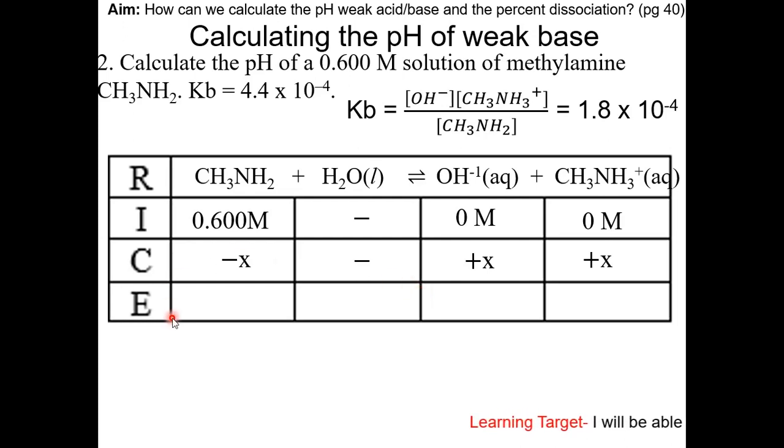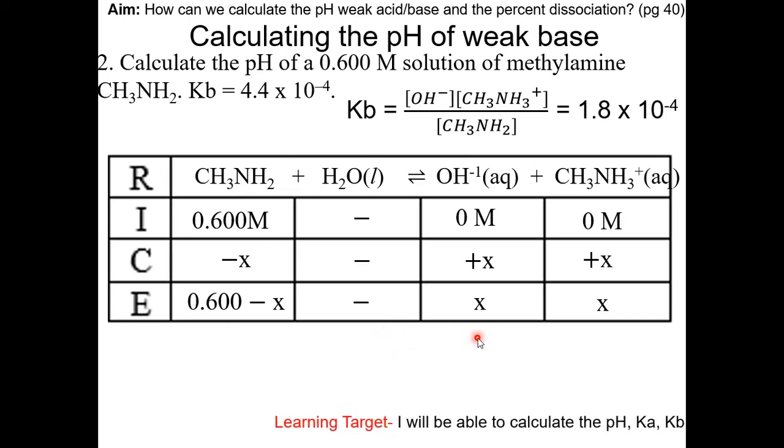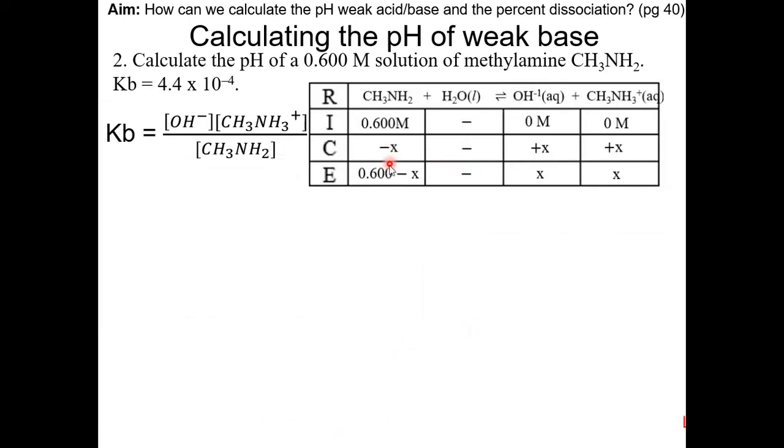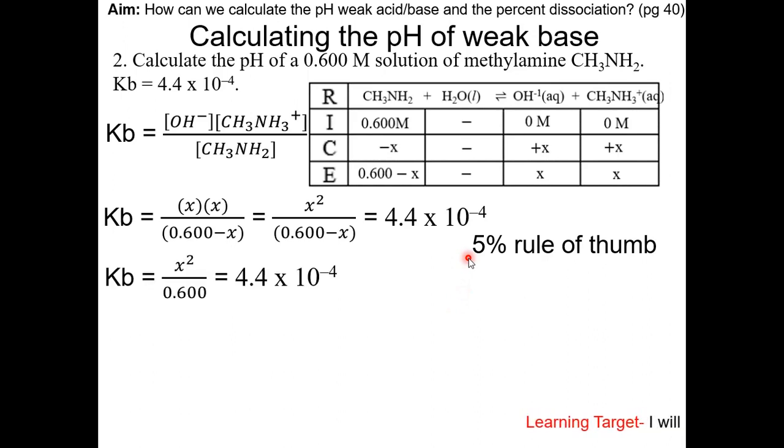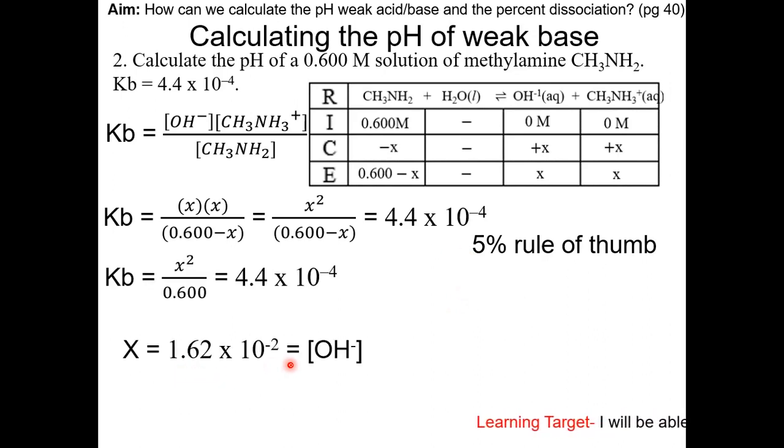The equilibrium concentration of methylamine will be 0.6 minus X. The equilibrium concentration for each of the products will be X. To solve for X, we will plug the equilibrium concentrations into the Kb expression. To avoid using the quadratic equation, we'll be using the 5% rule. We get X as 1.62 times 10 to the minus 2, which is the hydroxide ion concentration.